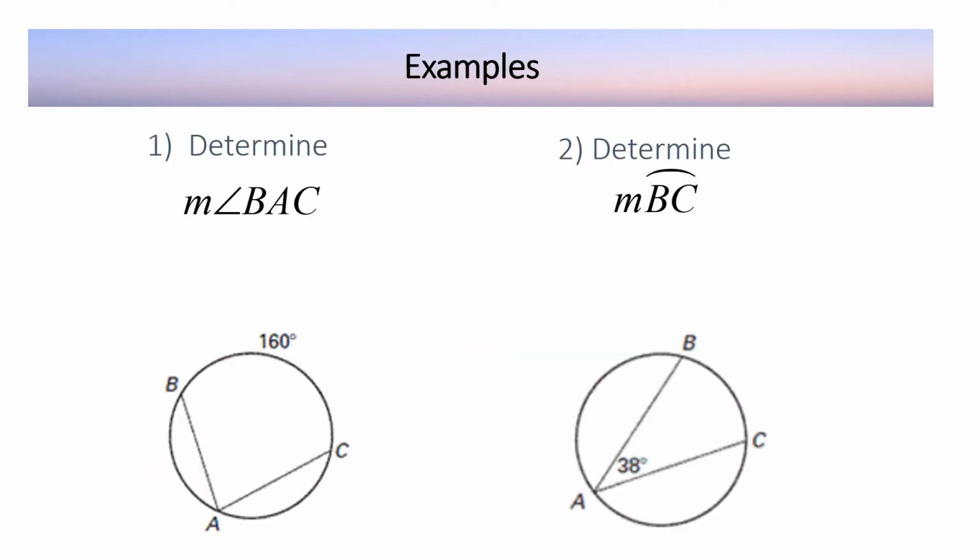Here's some other examples. In number 1, we have an inscribed angle. The measure of that angle would be 1/2 the measure of the arc that is intercepted. 1/2 of 160 is 80 degrees. In number 2, we're going to work backwards. This time we're given the angle, and since the angle is 1/2 the arc, the arc would have to be twice as big as the angle. So arc BC has a measure of 76 degrees.